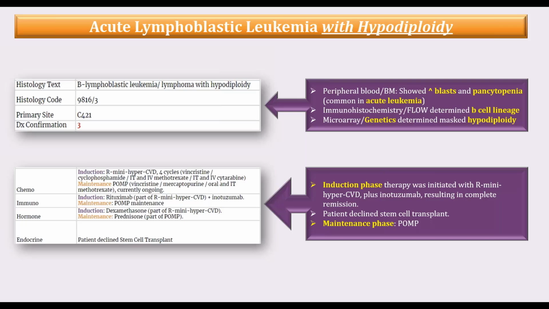The patient had induction R-mini hyper-CVD and 4 cycles of intrathecal and intravenous CVD, along with immunotherapy with Rituxan. This patient did reach the initial remission that ends the induction phase and then began a maintenance phase with the POMP regimen. Of note, the patient was offered a stem cell transplant, but she did decline.